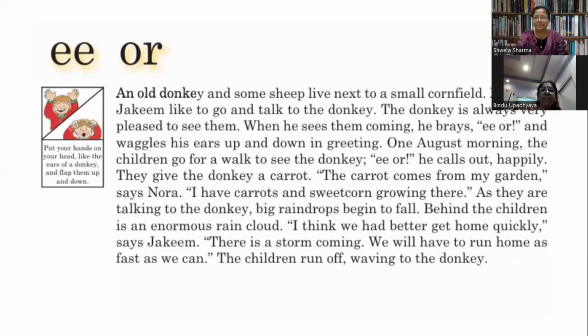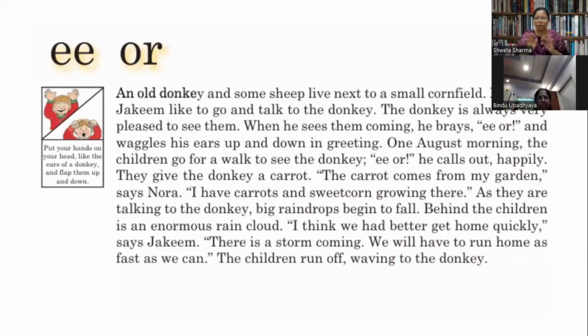They give the donkey a carrot. The carrot comes from my garden, says Nora. I have carrots and sweet corn growing there. As they are talking to the donkey, big raindrops begin to fall. Behind the children is an enormous rain cloud. I think we had better get home quickly, says Jakim. There's a storm coming. We will have to run home as fast as we can. The children run off, waving to the donkey.